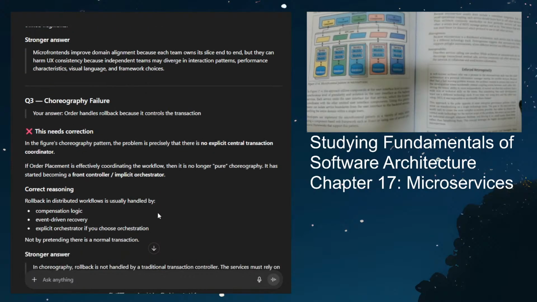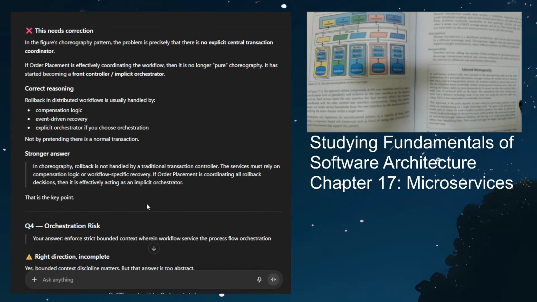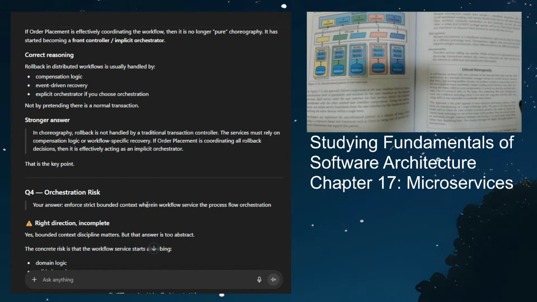In the choreography pattern, the problem is precisely that there is no specific central coordinator in order placement. If it really coordinates the workflow, then it's no longer pure choreography. It starts to become implicit orchestration. Correct reasoning. Rollback in a distributed workflow is usually handled by compensation logic. In choreography, rollback is not handled by a traditional transaction controller. The services must rely on compensation logic or workflow-specific recovery. If order placement is coordinating all rollback decisions, then it's effectively acting as an implicit orchestrator.